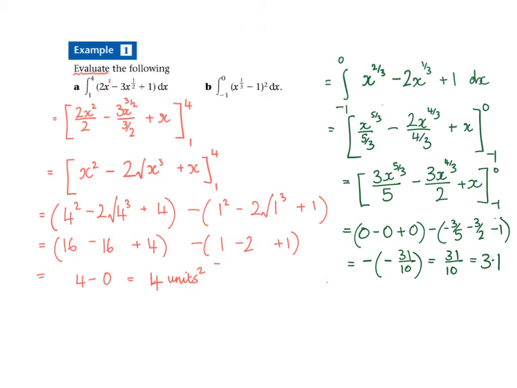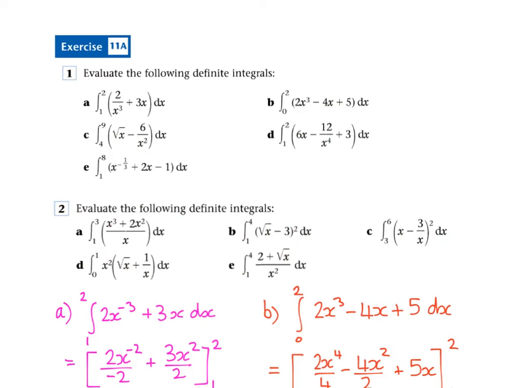What I'd like you to do now then is exercise 11a, all of question 1 and 2. I've got the answers below, as you can see there, so pause the video, and then once you've had a chance to do those, take you a good 10-15 minutes, turn the video back on and then you can check your answers.